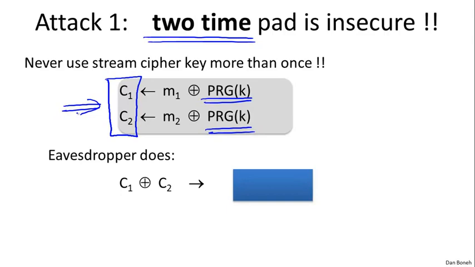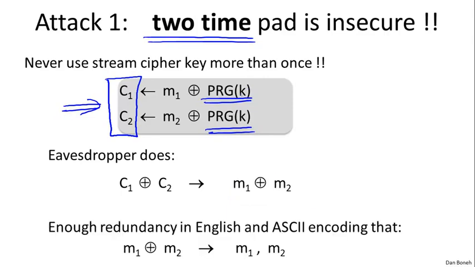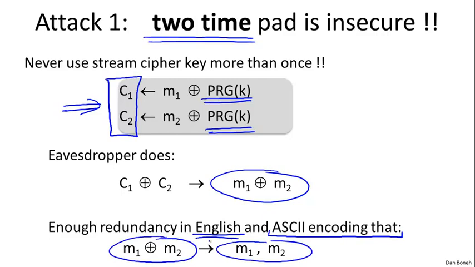I hope everybody sees that once you XOR C1 and C2, the pads cancel out, and essentially what comes out of this is the XOR of the plaintext messages. And it turns out that English has enough redundancy such that if I give you the XOR of 2 plaintext messages, you can actually recover those 2 messages completely. More importantly for us, since these messages are encoded using ASCII, ASCII encoding has enough redundancy such that given the XOR of 2 ASCII encoded messages, you can recover the original messages back. Essentially, given these XORs, you can recover both messages.